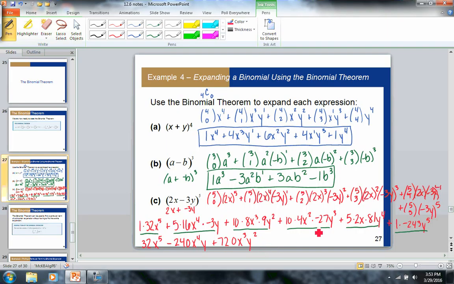So here I've got 10 times 4, which is 40, times the negative 72, so that's going to be a negative 1080 x squared y. Now I should go back to positive, so 5 times 2 is 10 times 81, that's going to be 810 xy to the fourth. Then my last term should be a negative 243 y to the fifth.